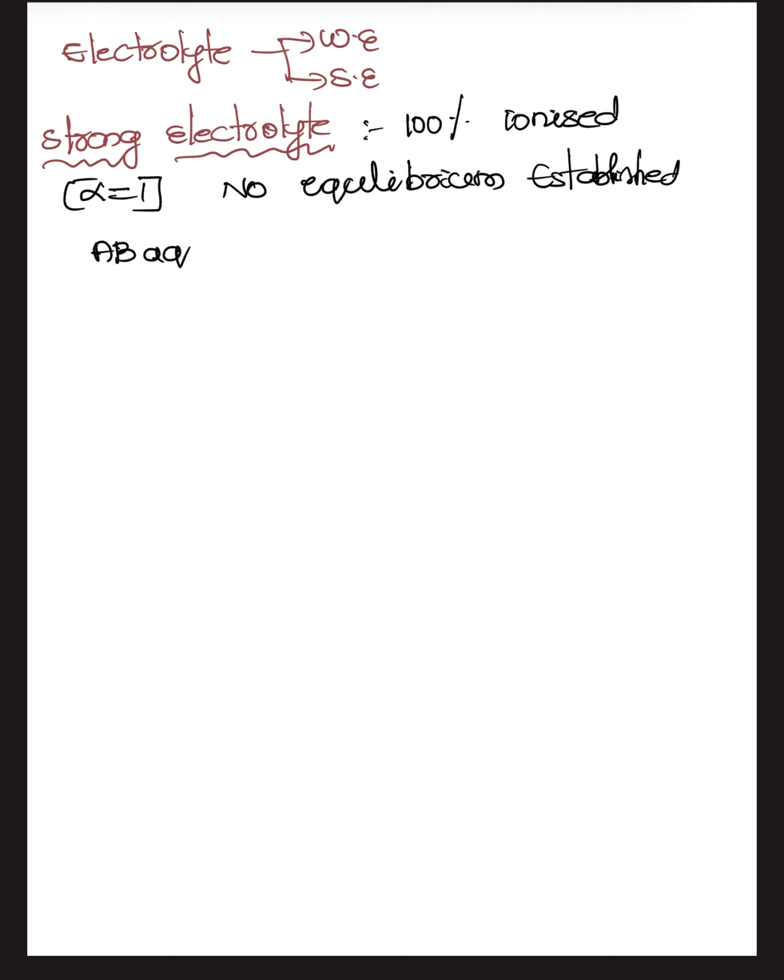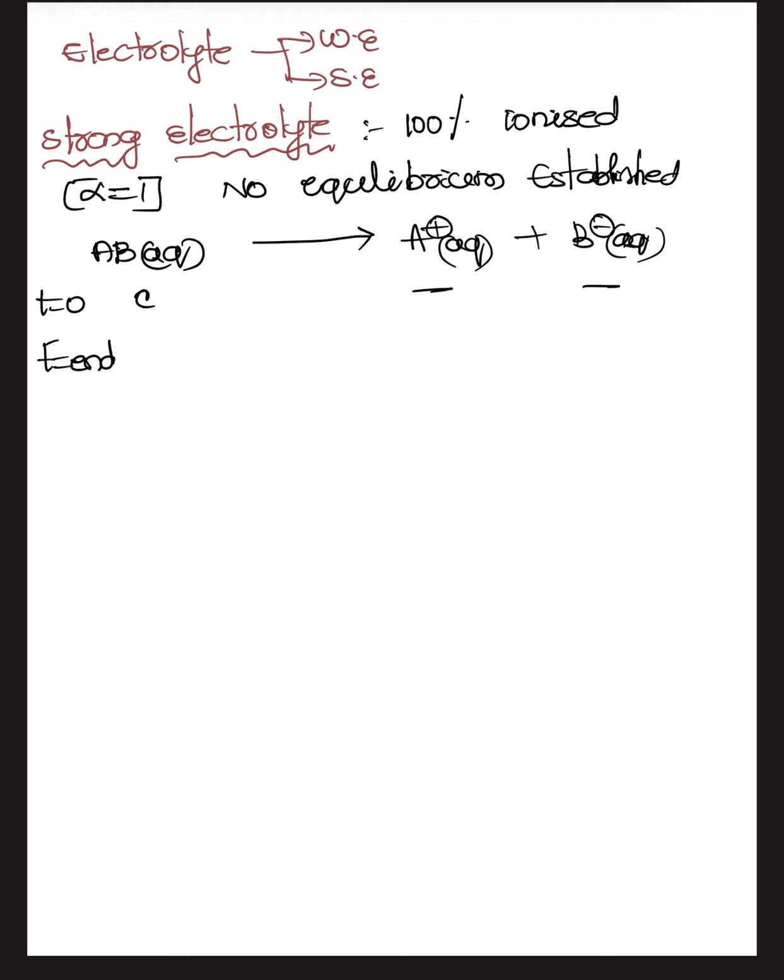For example, I am taking a strong electrolyte AB. When dissolved in water, AB aqueous dissociates into A plus aqueous and B minus aqueous. There is a single arrow, which means complete dissociation happens. AB is completely converted into A plus and B minus. Initially at t equal to 0, the AB concentration is C, and the A plus and B minus concentrations are 0. At the end of the reaction, AB is completely dissociated. You cannot see AB, but the A plus concentration is C and the B minus concentration is C.